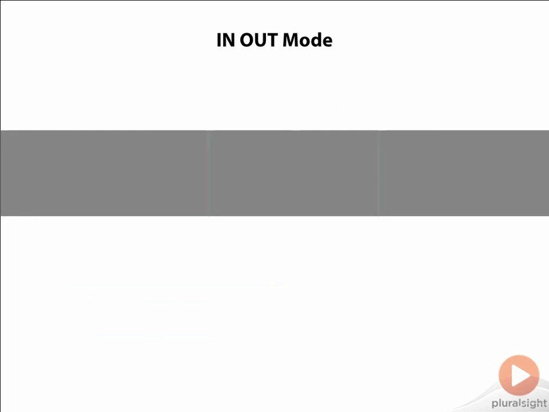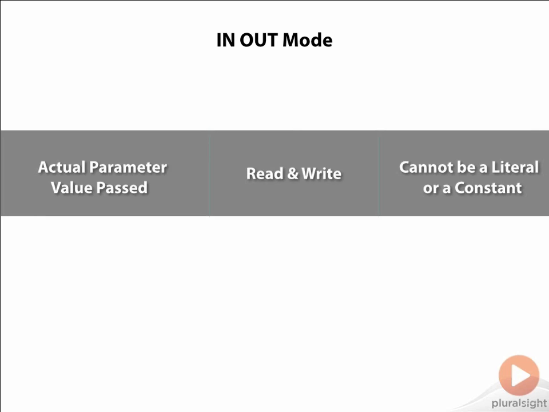The in-out mode is a combination of the in and the out mode. So like the in mode, the actual parameter value is assigned to the formal parameter and passed inside. And like an out parameter, it is both read and write. Results assigned to the in-out parameter inside the procedure or the function are copied back to the actual parameter in the calling client. Just like out parameter mode, you cannot pass literals or constants for an in-out parameter to a procedure or a function as it needs a variable to hold the return value.